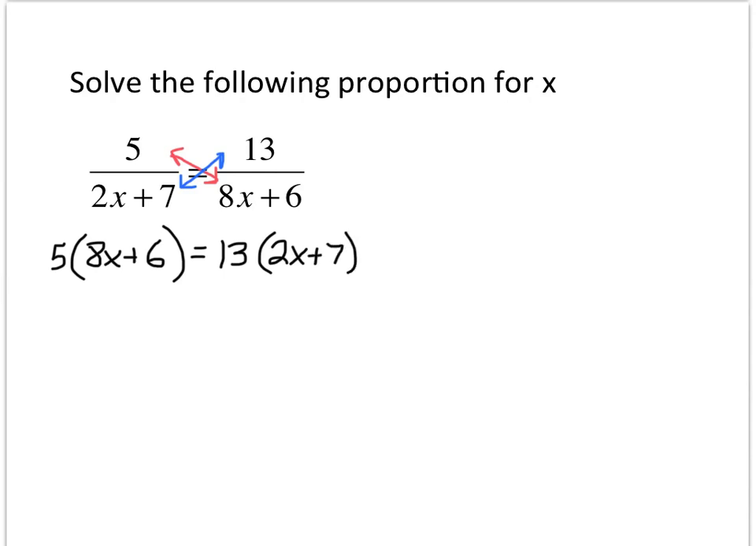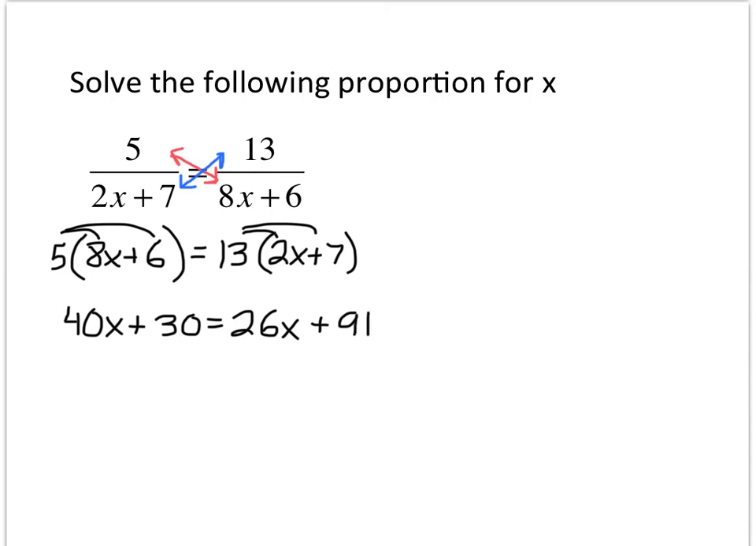So I'm going to distribute through. 5 times 8x is 40x, and 5 times 6 is 30, equals, distributing through again, 13 times 2x is 26x, and 13 times 7, a little tricky, that ends up being 91. I'm now going to solve the equation. I need to combine my x terms, so I'm going to subtract 26x from both sides in order to bring the x terms together.